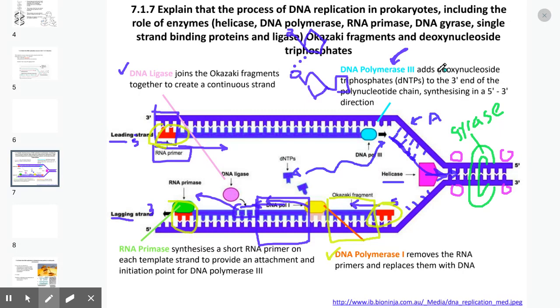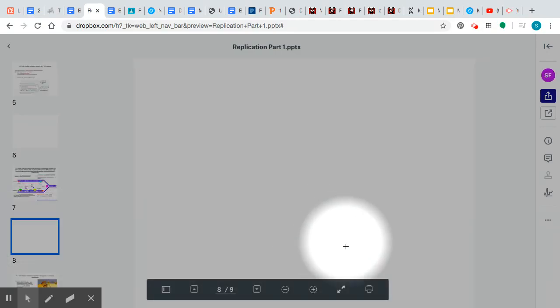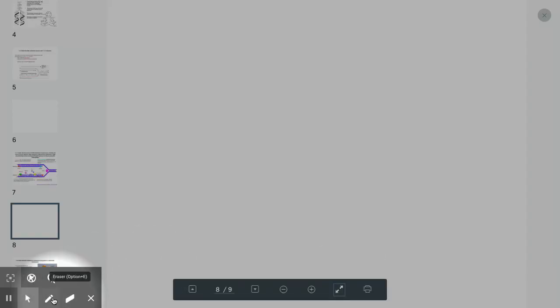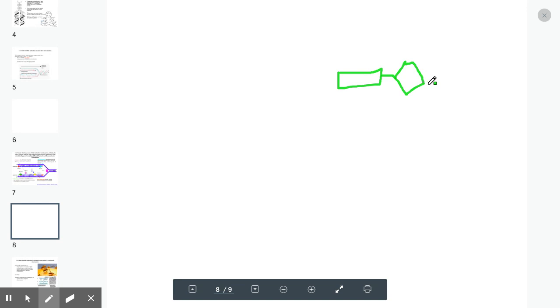Okay, there's one part we didn't talk about that I wanted to mention. So they want you to know the role of deoxynucleoside triphosphate. So I'm going to show that on the next slide, just so we can see it better. So I'm going to draw, on the right-hand side, a nucleotide. I'm going to have it pointed down this way because the two strands are anti-parallel.